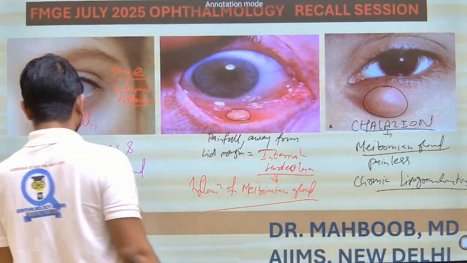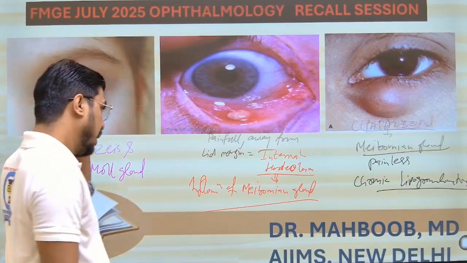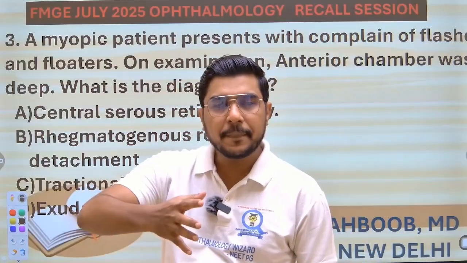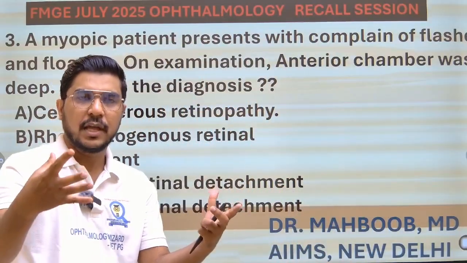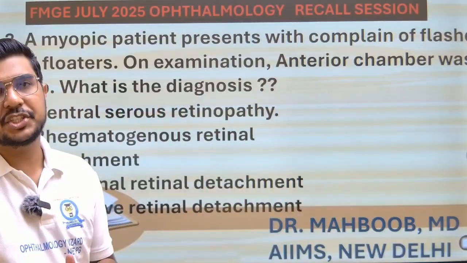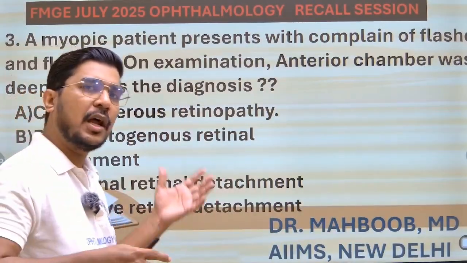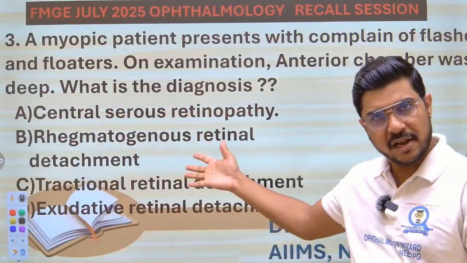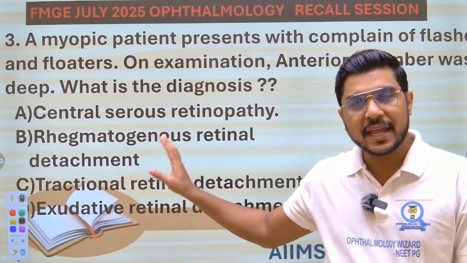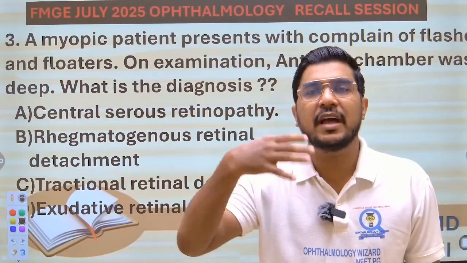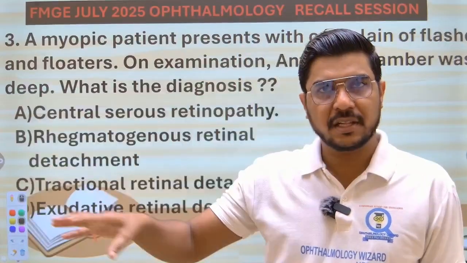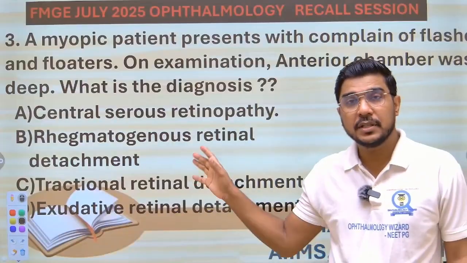Take the screenshot. Now, coming to the third MCQ. Here they are saying that a myopic patient with flashes and floaters having a deep anterior chamber. What should be the diagnosis? The options are central serous retinopathy, rhegmatogenous retinal detachment, tractional retinal detachment, exudative retinal detachment. Mind you, I have made these options just for the convenience of MCQ formation. It is not the exact replica of what was asked in the FMGE. So, what should be the answer here?